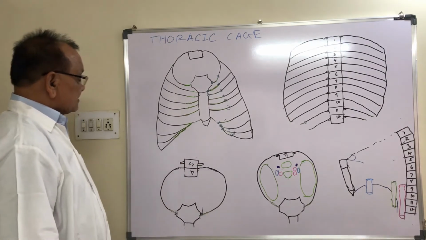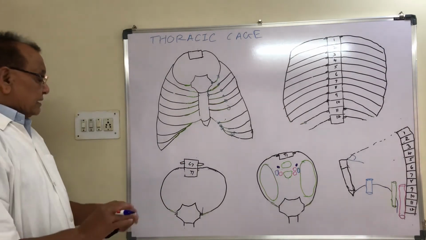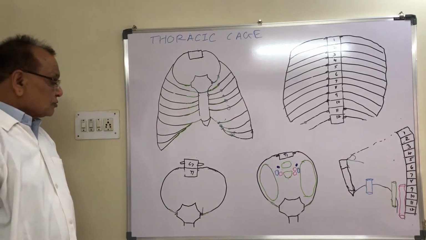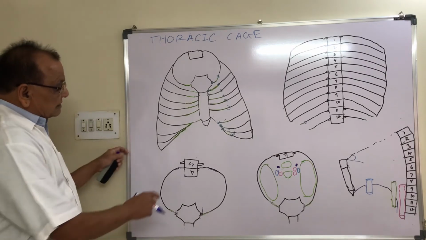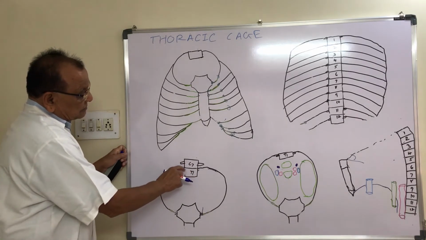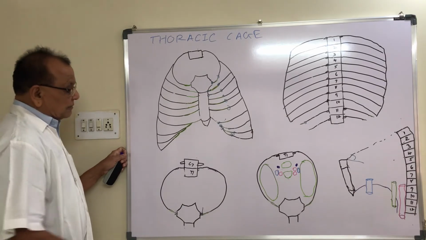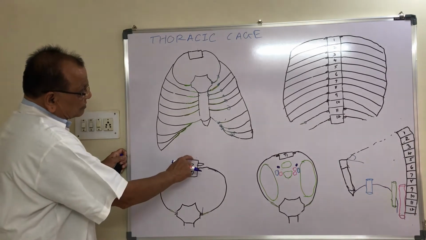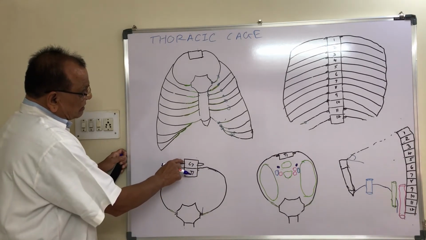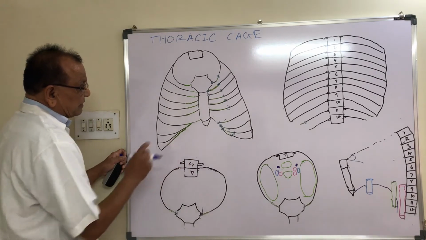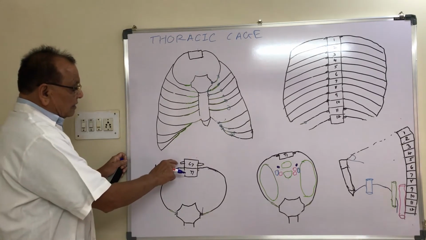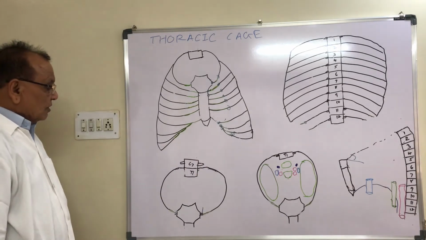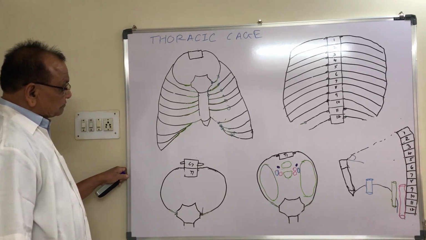This inlet of thorax is partly closed by the suprapleural membrane. See, this is the first thoracic vertebra. Above the first thoracic vertebra, these are the seventh cervical vertebra. This is the body of the seventh cervical vertebra, and this is the transverse process of the seventh cervical vertebra. The terminal part of the transverse process is called the tip of the transverse process.